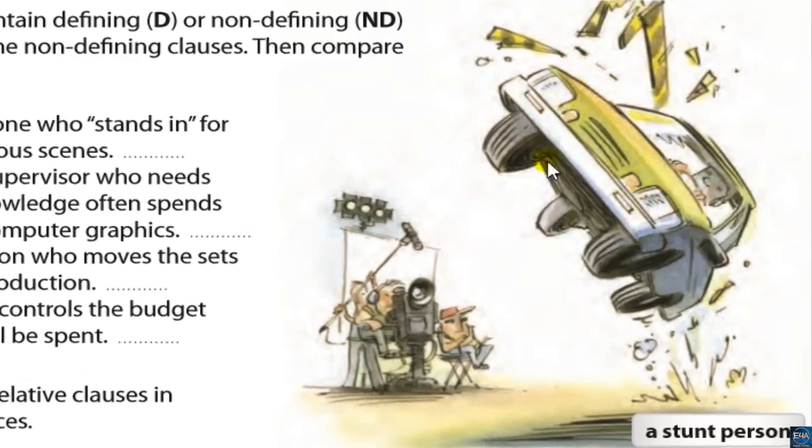Here we have the cameraman and they're shooting. They're shooting a scene. It's a very dangerous scene. The car is going to turn upside down. And of course the actor can't do this dangerous action. So a stunt person does it all the time.